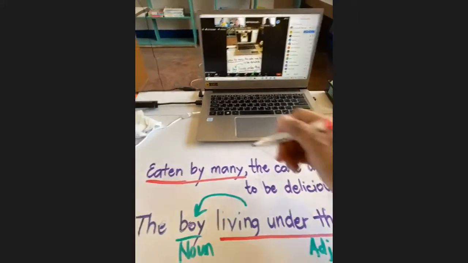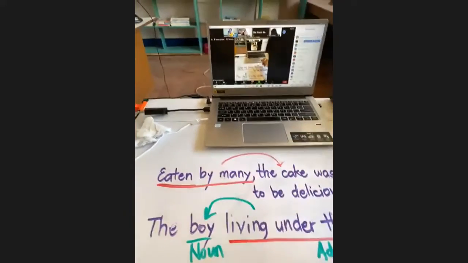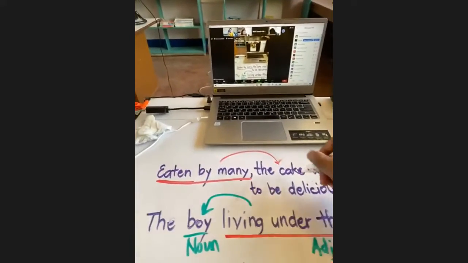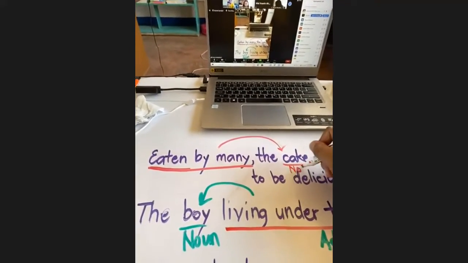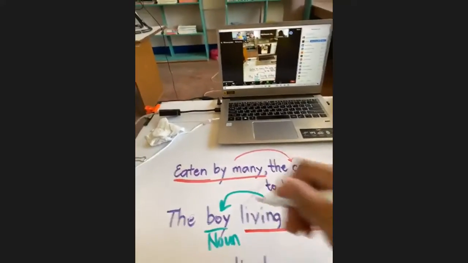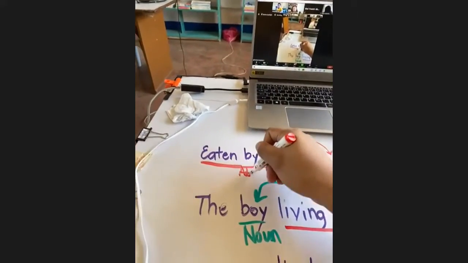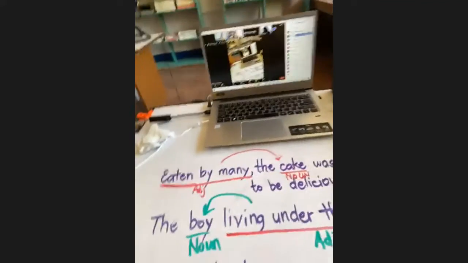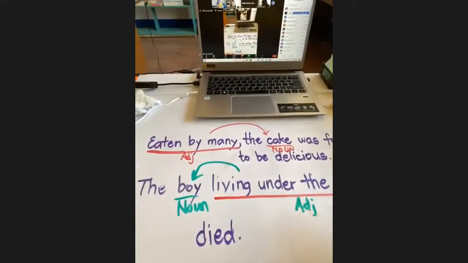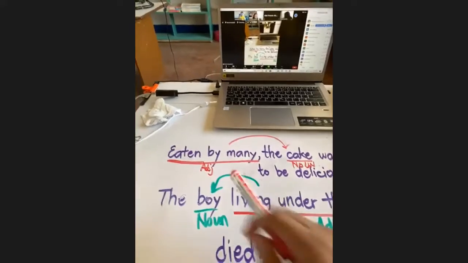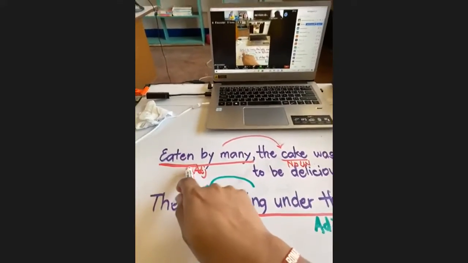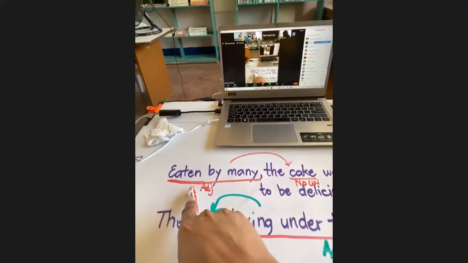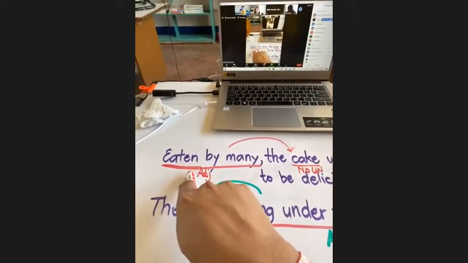The cake. Correct. The word cake is the one modified by our past participial phrase. Since the word cake is a noun, that places this modifier to be an adjective. By the way, let us not be limited to the placement of participial phrases. Just because it's found here in my example doesn't mean that a past participle will always be found in this location.